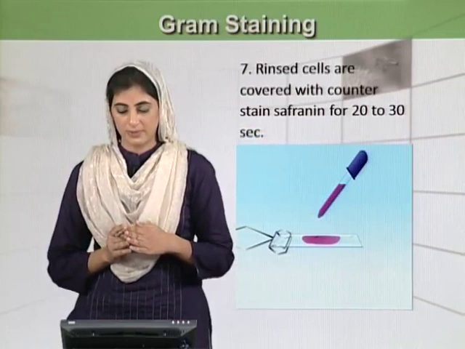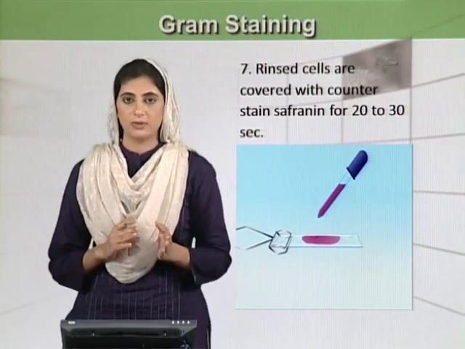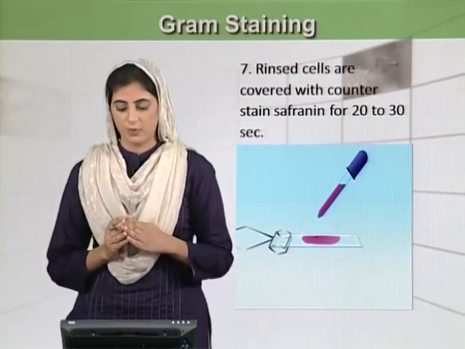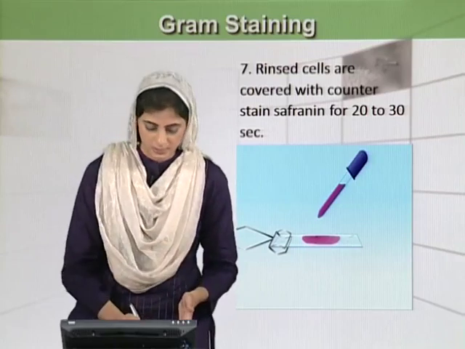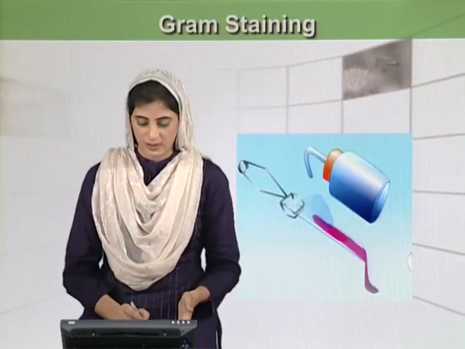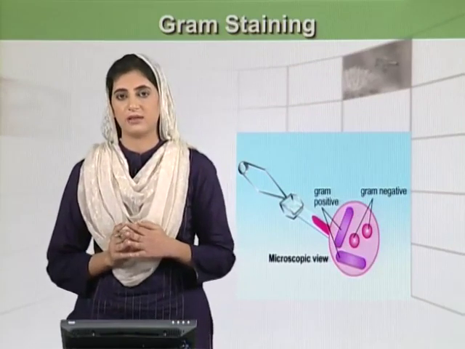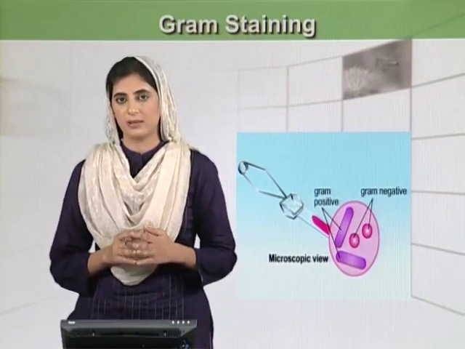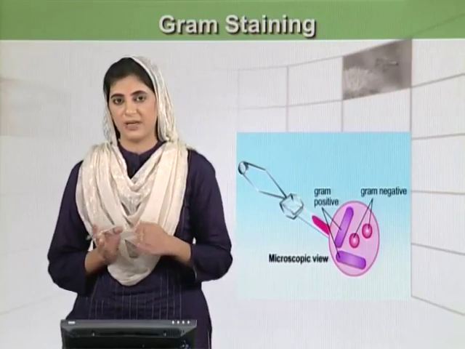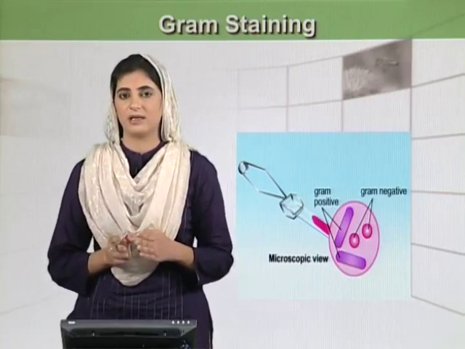In the next step, the rinsed cells are covered with the counterstain, which is safranin, for 20 to 30 seconds. After this, they are rinsed. Now if we observe this slide under the microscope, we can see that the gram-negative bacteria are stained pink, while gram-positive bacteria are stained purple.